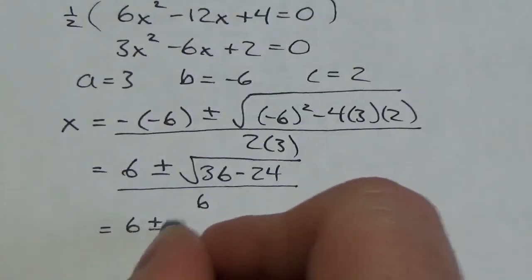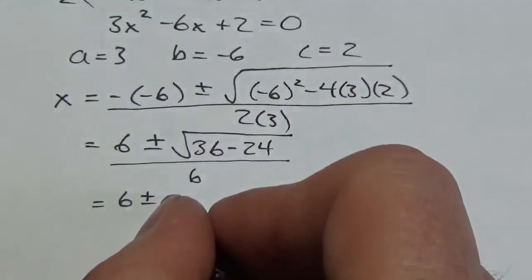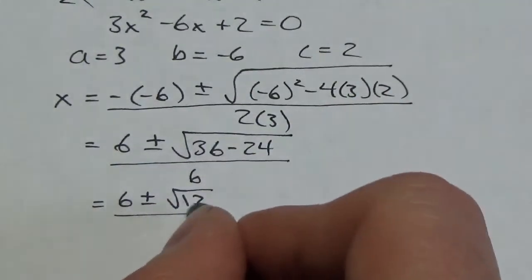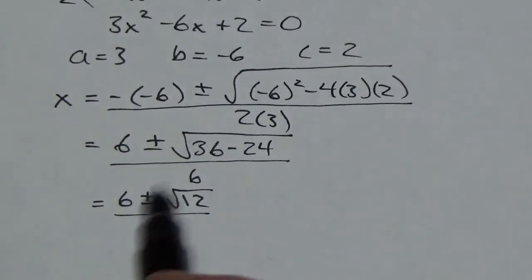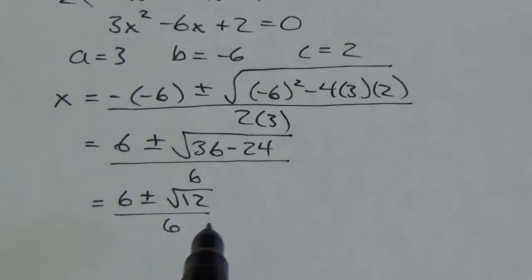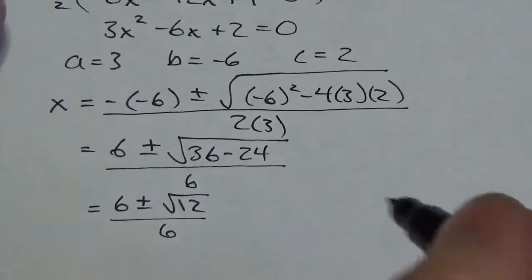So 6 plus or minus, now what's underneath the radical there? That is going to be 12, all over 6. It would be very tempting at this point to think that you can cancel the 6's from all of these terms. But remember, this is a root 12. It's not 12, so it doesn't actually behave the same.